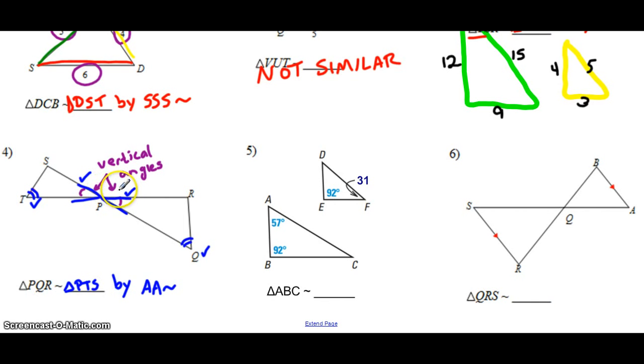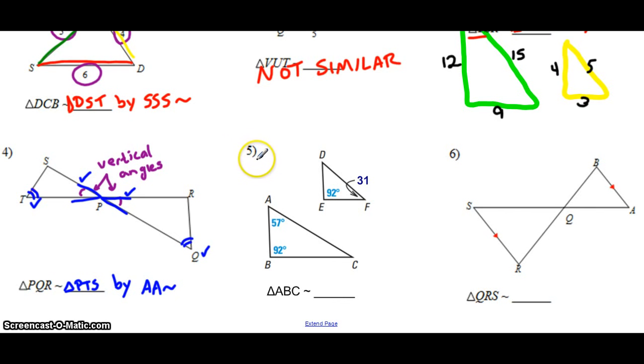No ratios, no dividing, nothing like that. And we didn't even have to check this third angle, angle S and angle R, to see if they were congruent. We automatically know by using the angle-angle theorem that just checking two pairs of congruent angles is enough to show the two triangles are congruent. That's pretty fast. Take a look at number 5.